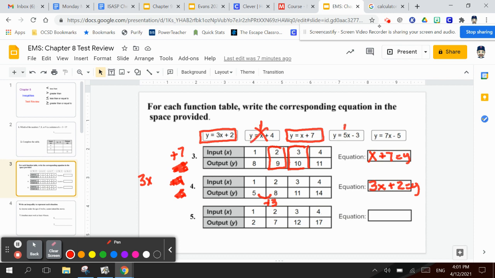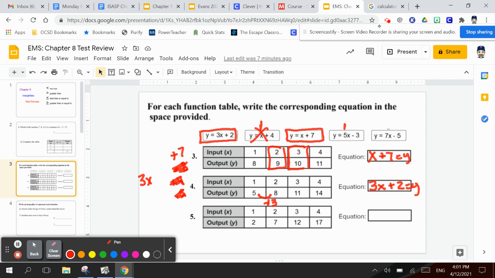Let's look at the next one. 5 times x minus 3. So 5 times 1 is 5, minus 3 is 2. That one works. So does it work for the next one? 5 times 2 is 10. 10 minus 3 is 7. Yes, that works as well.